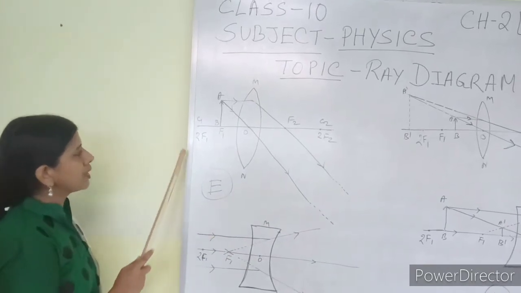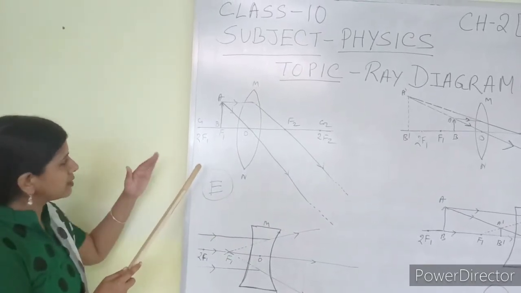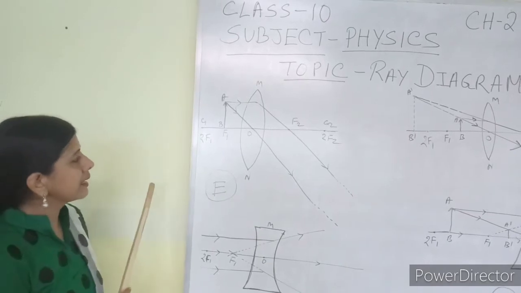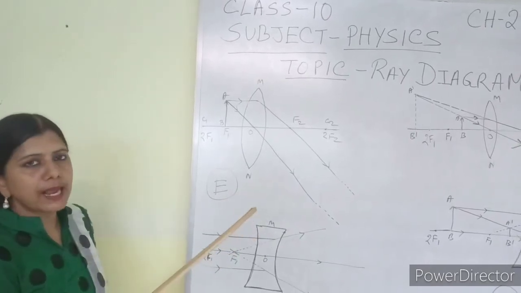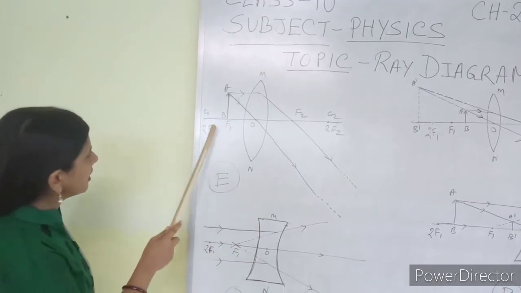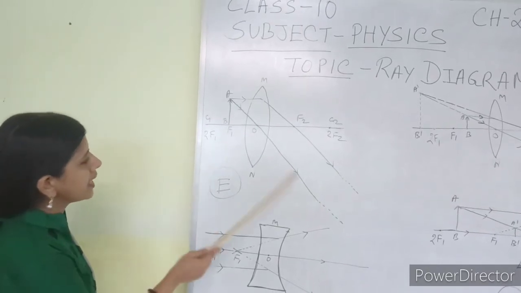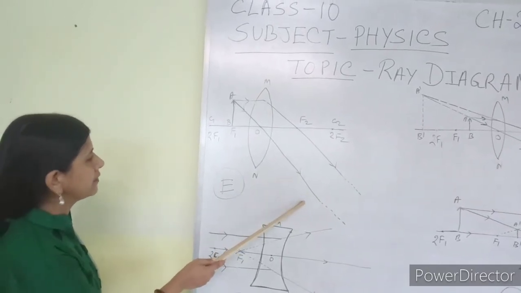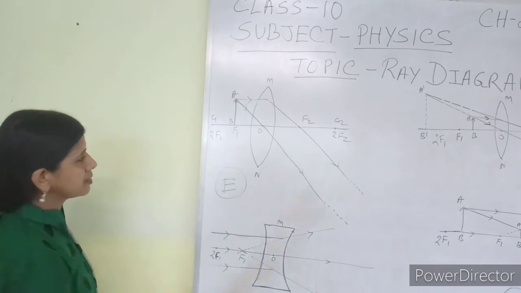So in my first case, the object was at infinity and the image formed at the focus. Here the object is at focus and the image is forming at infinity. So it is just the reverse one.